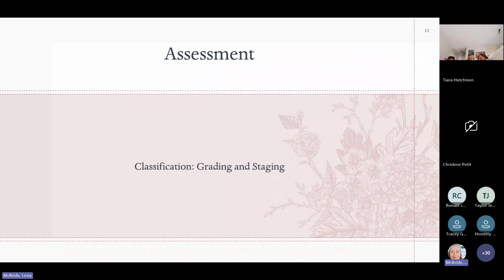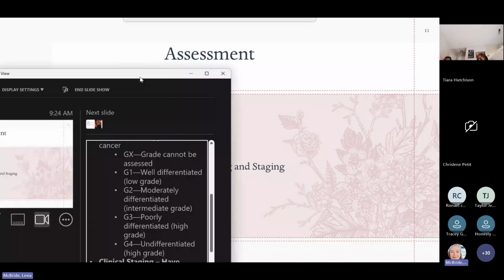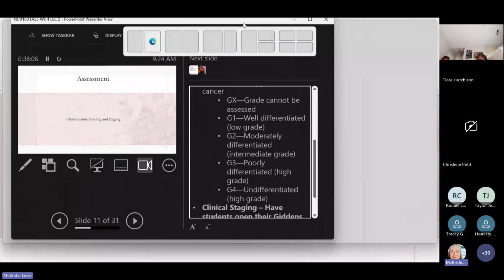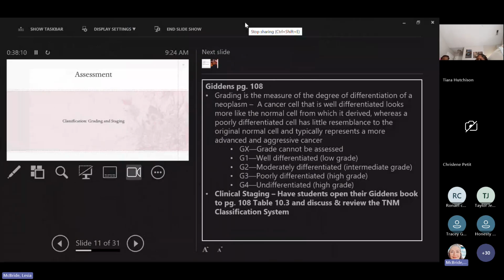Here is the staging, and I'm just going to put it over where you can see this. If we have a grade GX, that means it cannot be assessed. We cannot tell how far it is. G1 means that it's a low-grade cancer. That particular cell looks very much like its parent. It's just barely a little different than its parent cell. And then moderately differentiated is moderate to the cell.